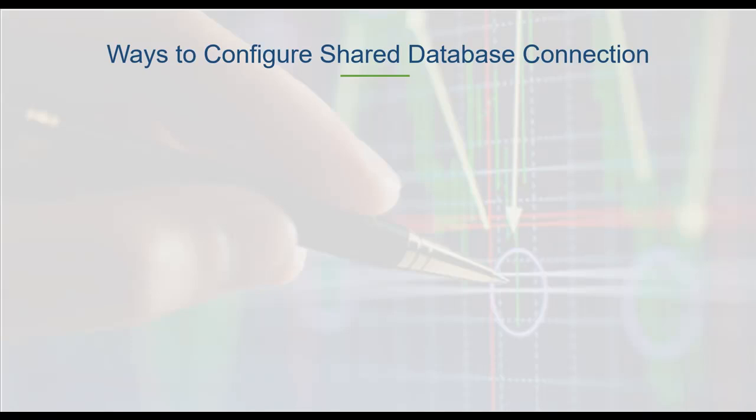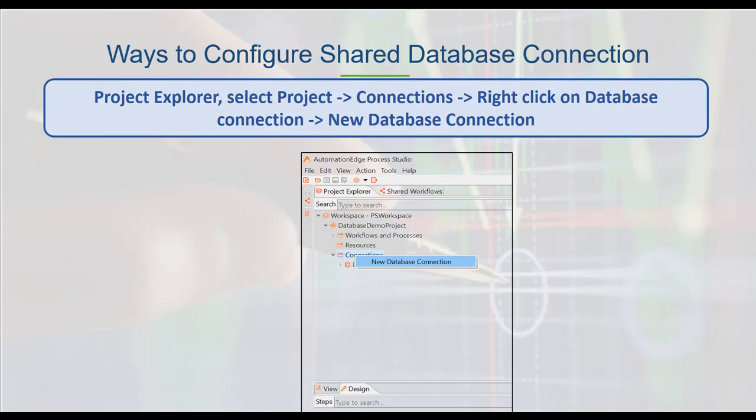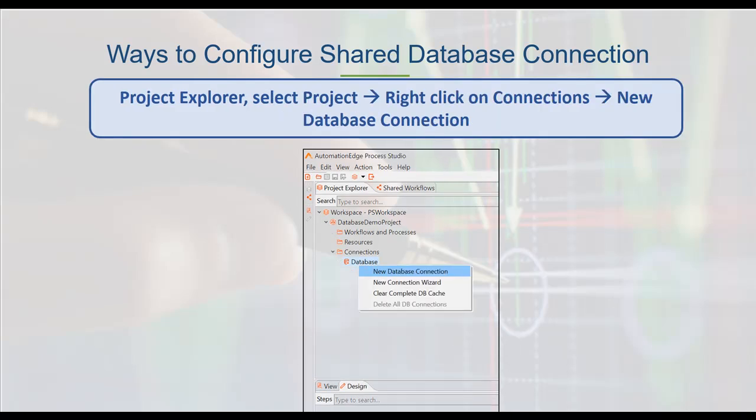To create a shared database connection, there are multiple ways. In Project Explorer, right click on the project, select New, and under that select Database Connection. Or, in Project Explorer, select the project, select Connection, right click on Database Connection and click on New Database Connection. Also, we can edit, delete or create a new connection under Connection. To do so, you can right click on the database under connections and perform the operations.